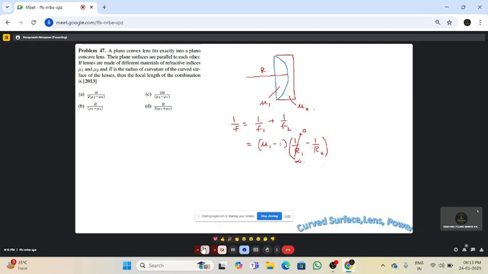For this surface, the R is on this side, so it will become minus R. Minus of minus becomes plus. So we get mu1 minus 1 by R, because there is only one half; if there were two halves it would become 2 by R. This is only for the first part. Similarly you have to do it for the concave lens. For this, mu2 minus 1 times 1 by R1 minus 1 by R2.